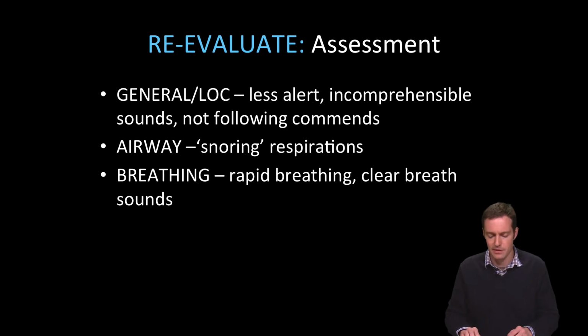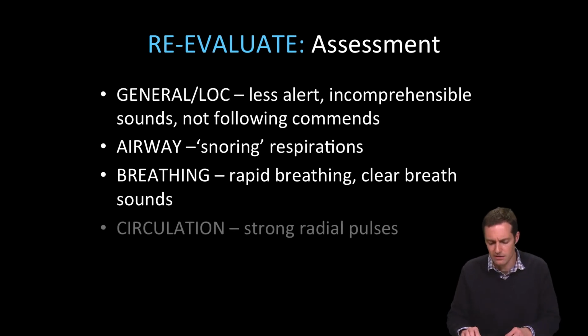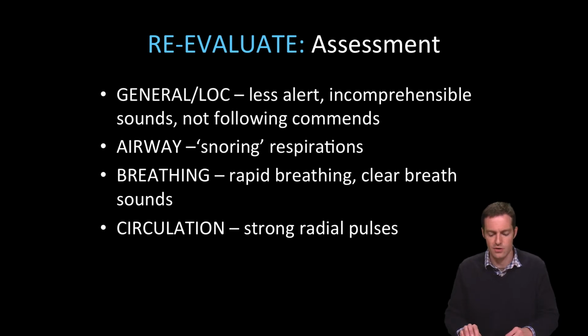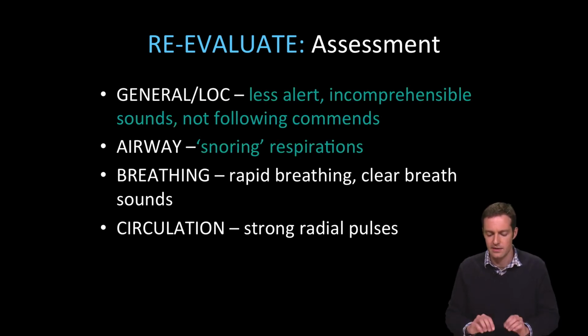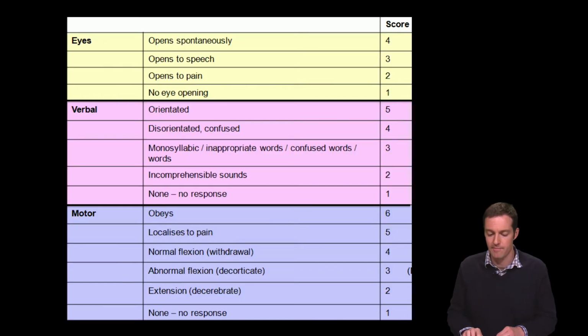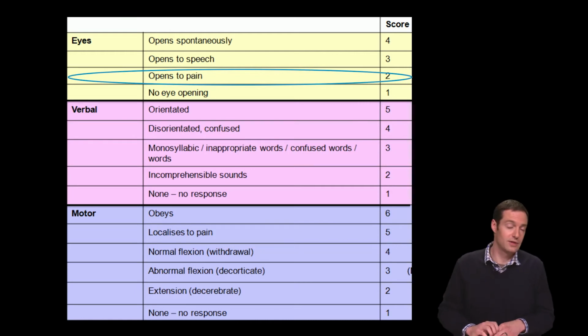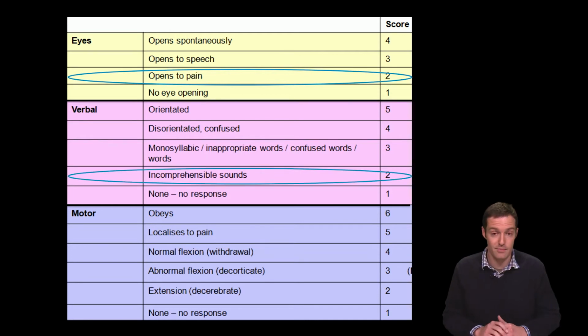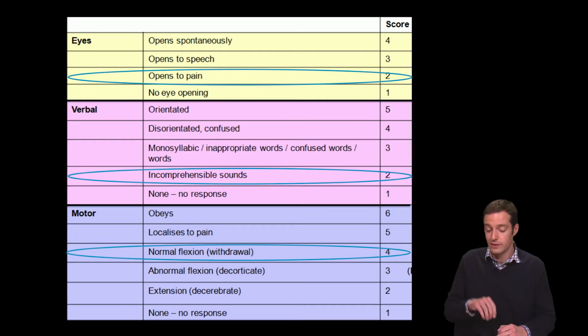Breathing is now rapid, although the breath sounds are clear. And circulation, you still have nice, strong radial pulses. Again, some of these are starting to get to be more dangerous, and there is concern about the airway at this point. So we will, at this point, repeat the patient's GCS. Patient now no longer opens his eyes spontaneously, now only opens them when you provide some painful, noxious stimulus. Now only incomprehensible sounds. And he's only withdrawing to pain in a general manner at this point.